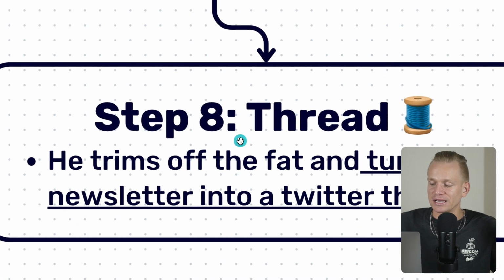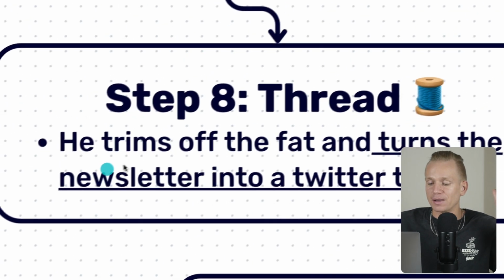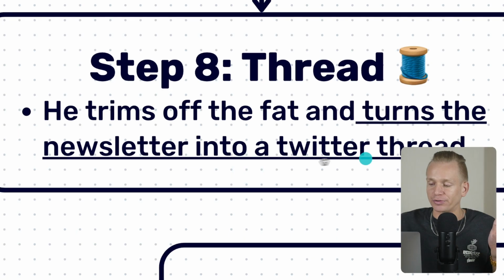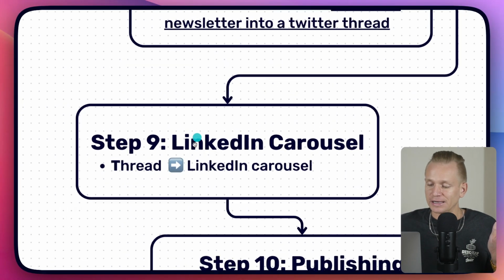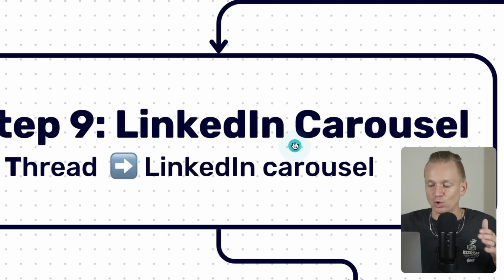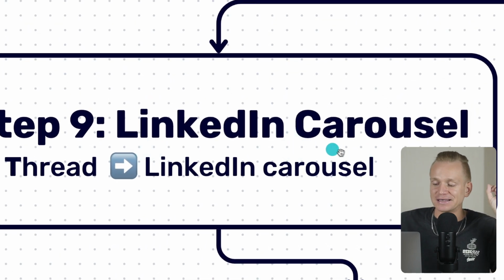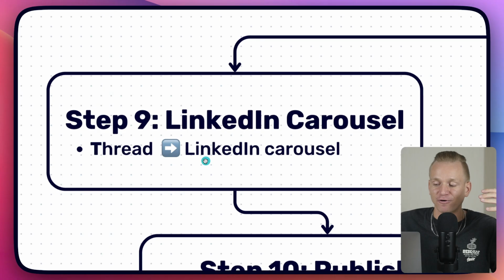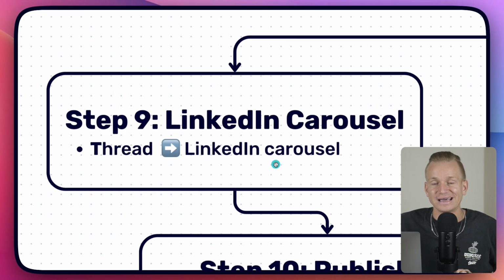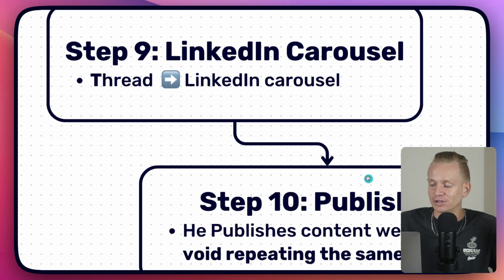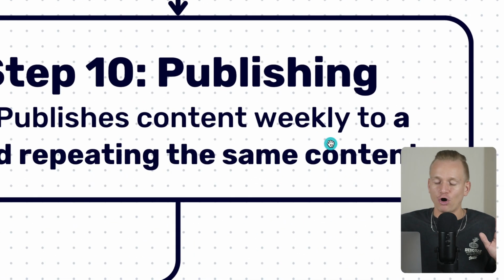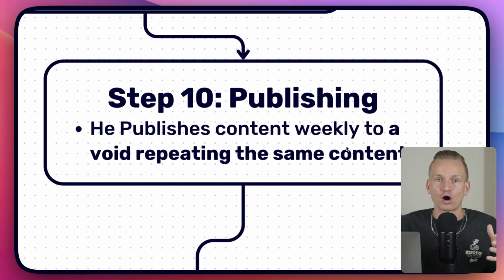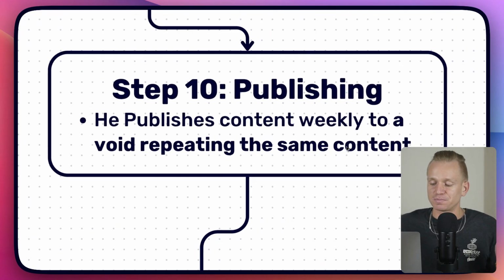Then number 8, what he does is he writes a thread or a long tweet now. Basically he takes the newsletter, he trims off the fat and turns the newsletter into a Twitter thread that's much easier to consume. Then he also does the same with LinkedIn. Well, not exactly the same, because he usually posts it as carousels. So usually he will take that thread that he posted on Twitter, put it in image form, because carousels are just performing a little better on LinkedIn, at least as of now, and he just posts that on LinkedIn. And when he's publishing content, he's publishing on different days of the week, just to make sure that he's not just throwing out a bunch of exactly the same content on the same day. So he just spaces things out.